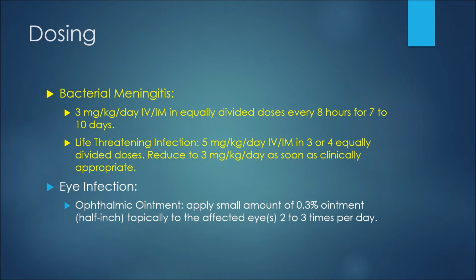The people treating the patient would then reduce the dose to 3 milligrams per kilogram per day as soon as it was clinically appropriate. For the treatment of an eye infection, using the ophthalmic ointment, the patient would apply a small amount of the 0.3% ointment, so a half inch, topically to the affected eye or eyes 2 to 3 times per day.